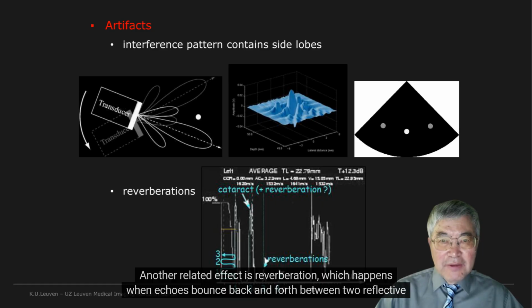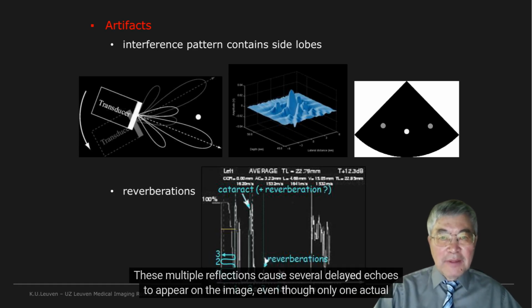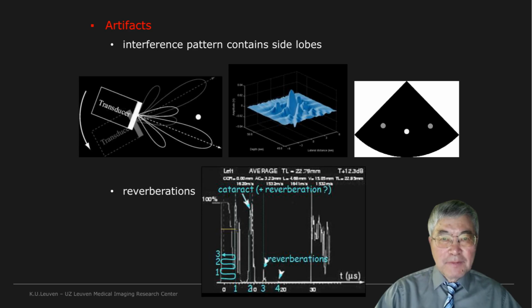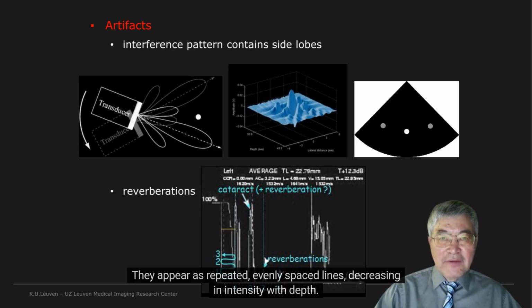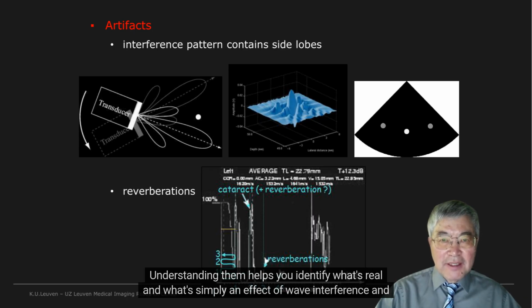Another related effect is reverberation, which happens when echoes bounce back and forth between two reflective surfaces, such as tissue layers or an air-tissue interface. These multiple reflections cause several delayed echoes to appear on the image, even though only one actual surface exists. They appear as repeated, evenly spaced lines decreasing in intensity with depth. You can see examples of these side lobe patterns and reverberation artifacts in the slide images here. Understanding them helps you identify what's real and what's simply an effect of wave interference and multiple reflection.